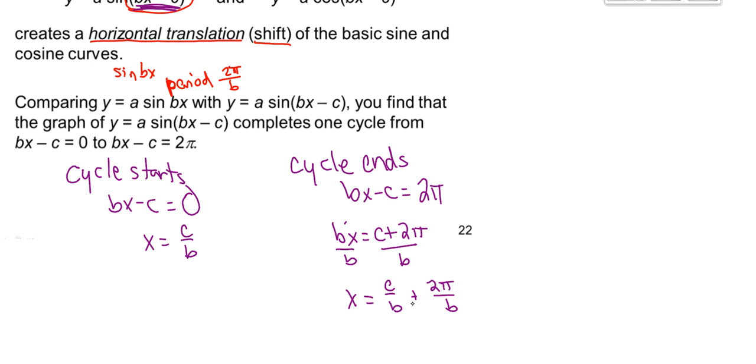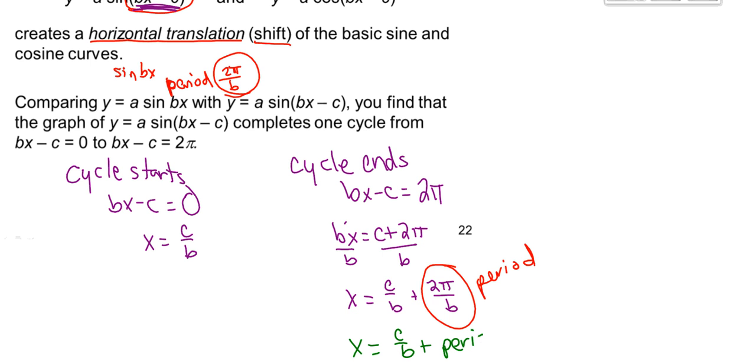And think about the fact that, oh my goodness, look at that. 2 pi over b is the period of this sine function. So we can really say that x equals c over b plus the period. So think about that. If the cycle can start at c over b, and then if we add the period for this new situation, that will be where that cycle ends, so that we get one period. And that is called the phase shift.